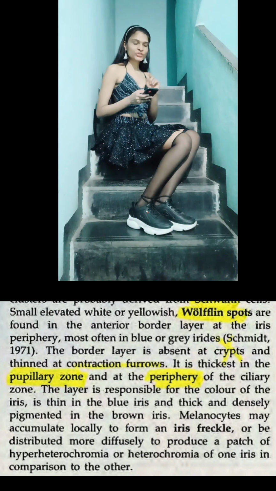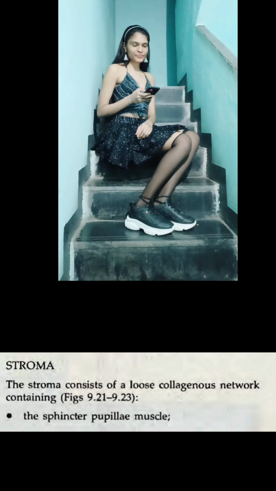Otherwise, it leads to heterochromia or hyperheterochromia depending upon the pigmentation. So it's because of these melanocytes in this layer, and also in the stroma. That's the other thing.